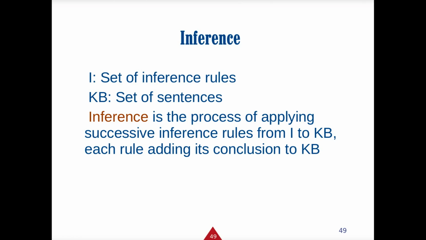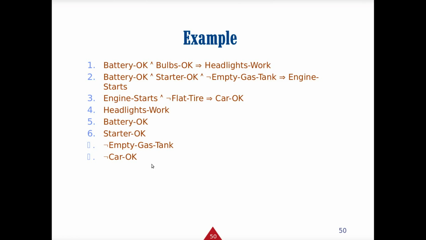So to do inference proofs, you have a set of inference rules and then a knowledge base that's a set of sentences. So inference is a process of applying successive inference rules to the knowledge base, each rule adding its conclusion to the knowledge base. So for the example, we have a set of rules and assertions. The battery's okay and the bulb's okay, your headlights are going to work. Your battery's okay, the starter's okay, you don't have an empty tank, the engine starts. Your engine starts and you don't have a flat tire, your car's okay.